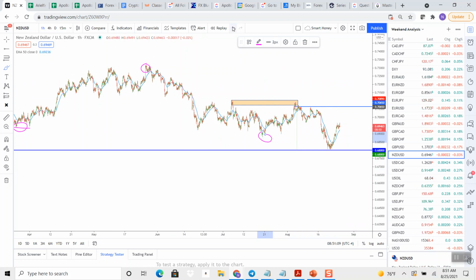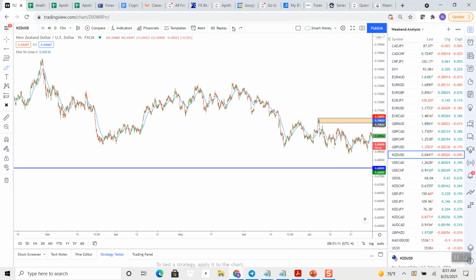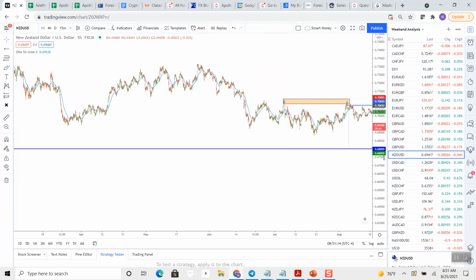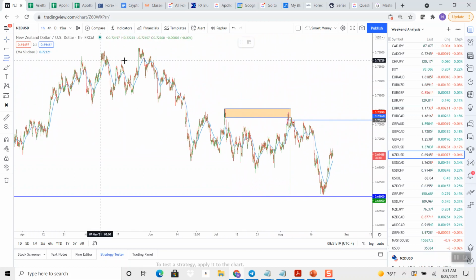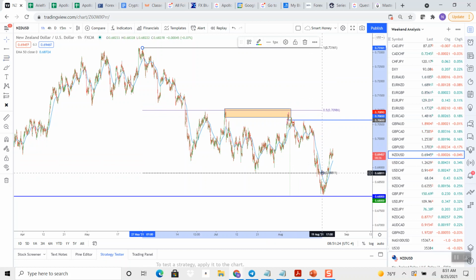Now, we say this all the time. It's always very, very important, if you're wanting to be selling, to be looking for premium pricing, okay? And this kind of goes a little bit against our rules here. If I just pull my fib from this high to this low, you really want to be coming into that 50% at least, because between the 50% and the 100% is your premium levels.